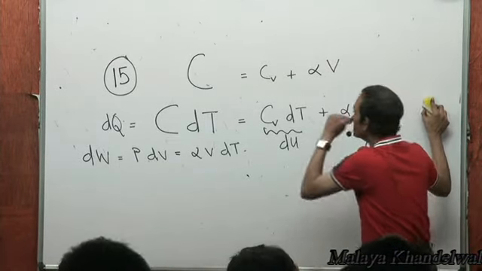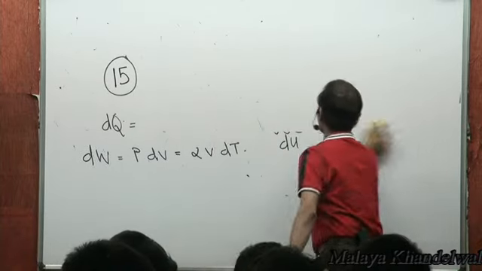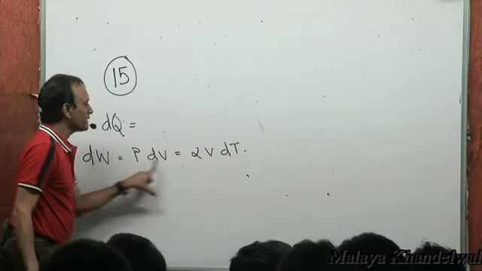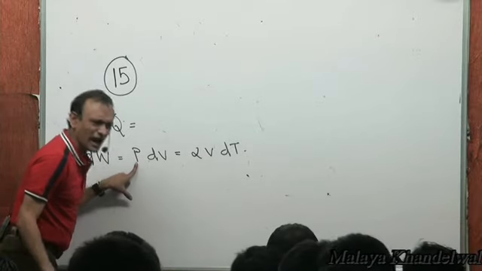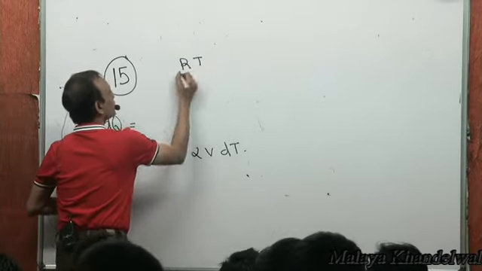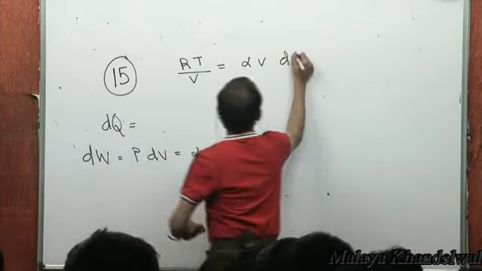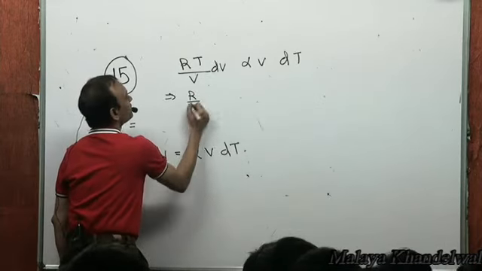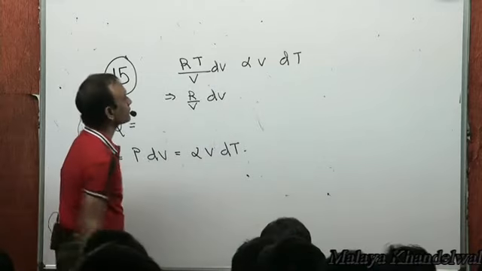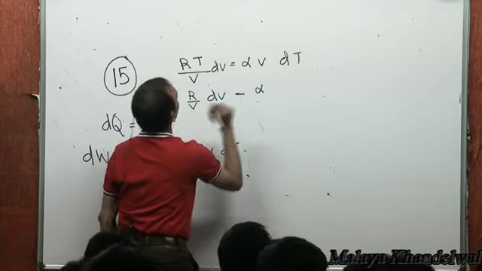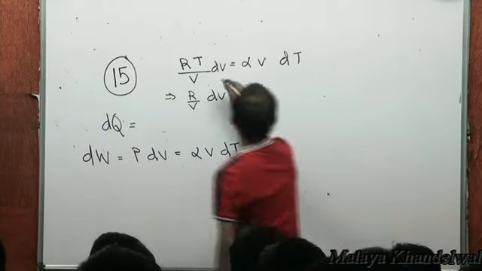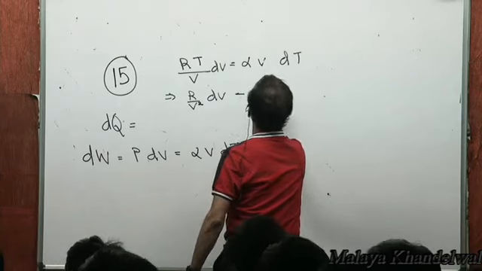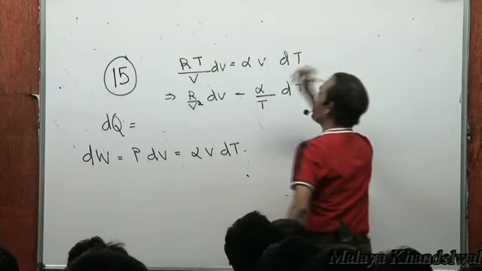Now, P I can write as RT by V because I want to connect V and T. So PdV equals alpha V dT, and I now want to separate the variables. So I get R by V dV minus alpha by T dT is 0. This is what happens.